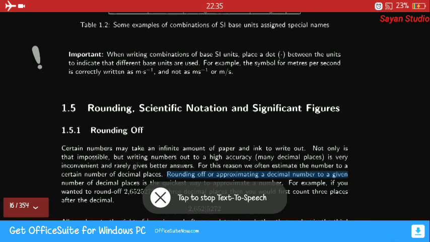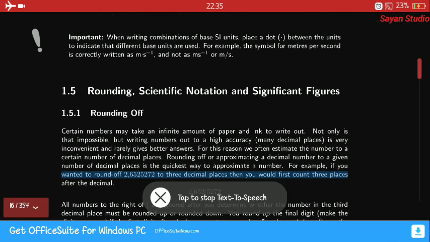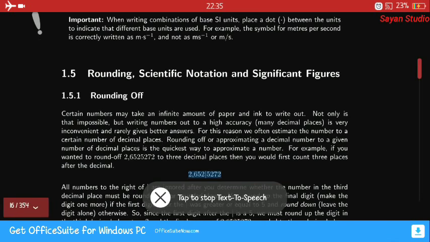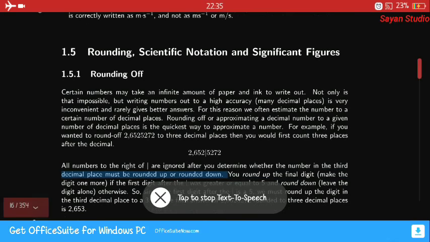Rounding off or approximating a decimal number to a given number of decimal places is the quickest way to approximate a number. For example, if you wanted to round off 2.6525272 to 3 decimal places, then you would first count 3 places after the decimal: 2.652|5272. All numbers to the right of the cutoff are ignored after you determine whether the number in the third decimal place must be rounded up or rounded down.